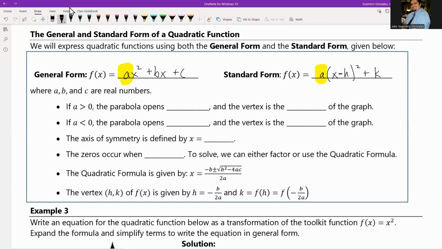If your a is greater than 0, then the parabola opens upward. And what happens there is that, if you think about it, if your bowl is opening upwards, then the vertex is going to be a minimum. Reverse: if your a is less than 0, so if your a is something negative, then you know that it's going to open downward, and the vertex is going to be a maximum.